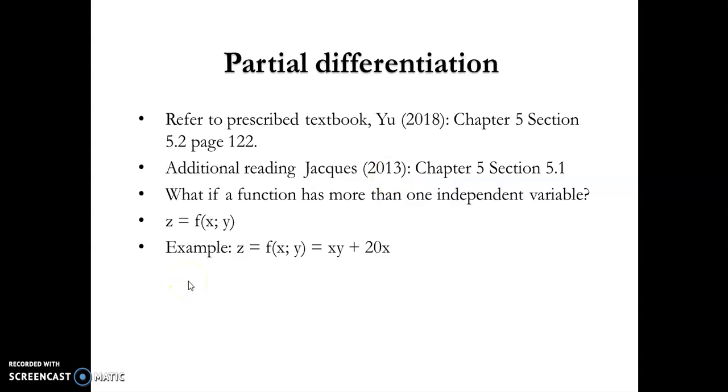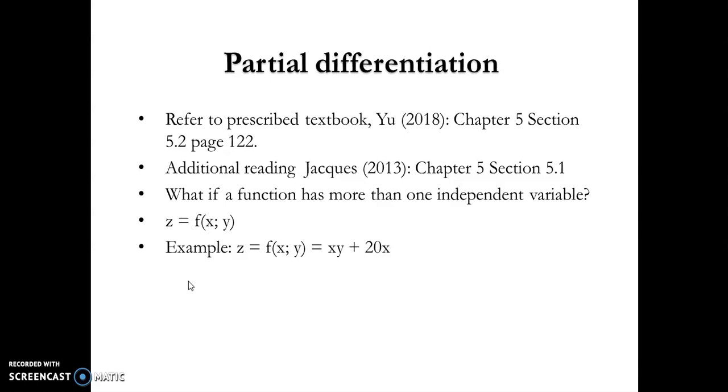Last week, you dealt with differentiation and the advanced rules of differentiation, namely the product, quotient, and chain rule. But the functions in those instances only had one independent variable. Now we need to ask ourselves, what if a function has more than one independent variable? In economics, many functions have more than one independent variable.